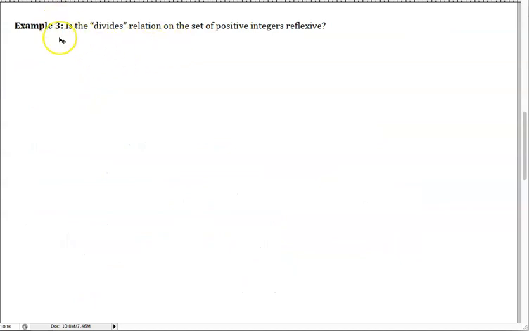So next example, we want to see if the divides relation on the set of positive integers is reflexive. Okay, so it's another way to describe a relation. It's just by words, right? So let's look at what this relation means. The relation is going to have coordinate points A, B where A divides B, so the first one divides the second one. Okay, so we want to see if it's reflexive for the set of positive integers.